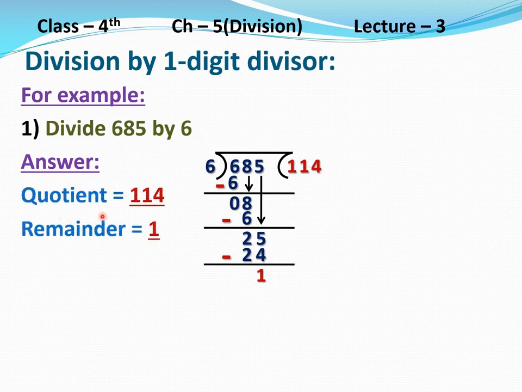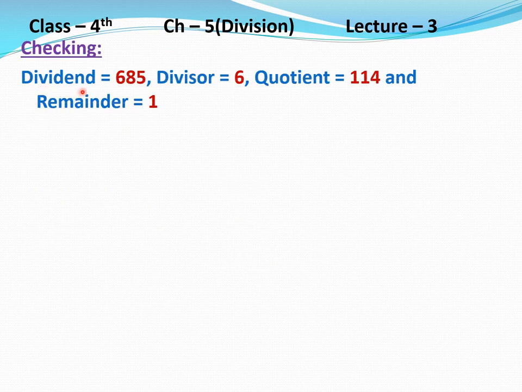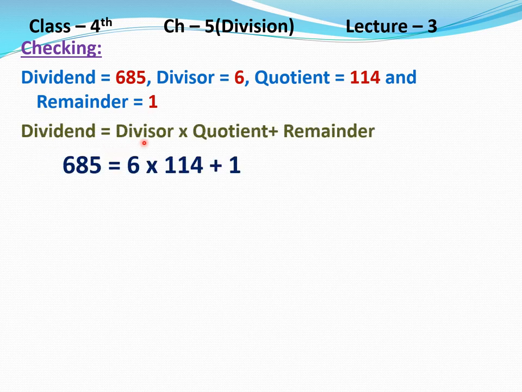Write down. Quotient equal to 114. Remainder equal to 1. Now we will check our answer. Clear? Now, how to check answer? See, dividend equal to 685, divisor equal to 6, quotient equal to 114 and remainder equal to 1. Write down dividend equal to divisor multiply quotient plus remainder. 685 equal to 6 multiply 114 plus 1.